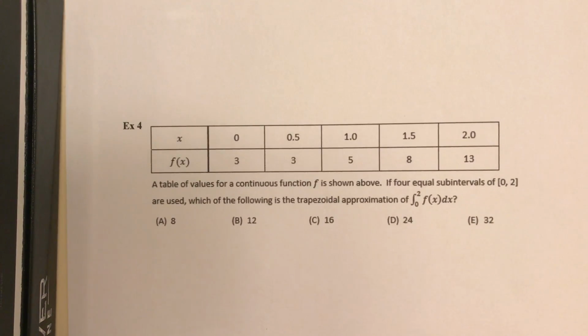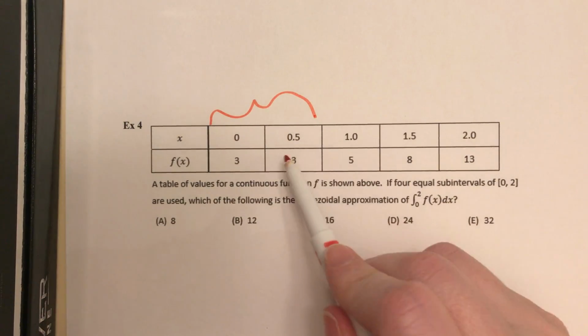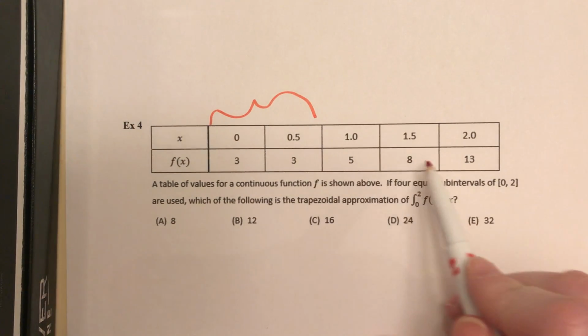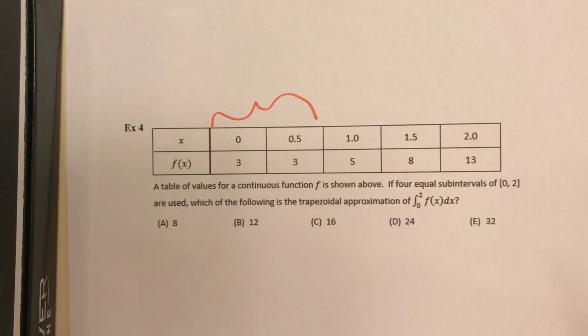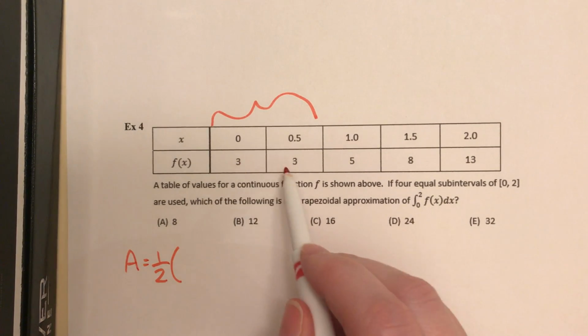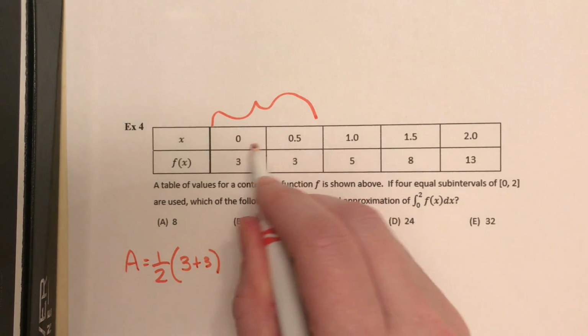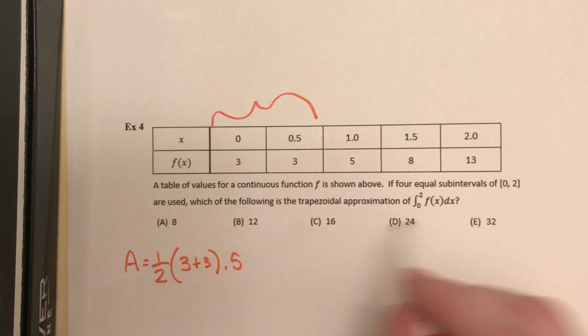Okay, last question, number 4. A table of values for a continuous function is shown above. If 4 equal subintervals of 0 to 2 are used, which of the following is the trapezoidal approximation? Okay, so if I split this up into 4 parts, I've got one trapezoid here, one here, one here, and one here. So there's 4 equal sections. So let's start with our first trapezoid, 1/2. The two parallel sides would be the 3 and the 3. The distance in between our x's would be 0.5.